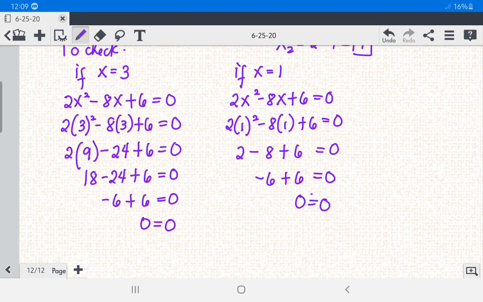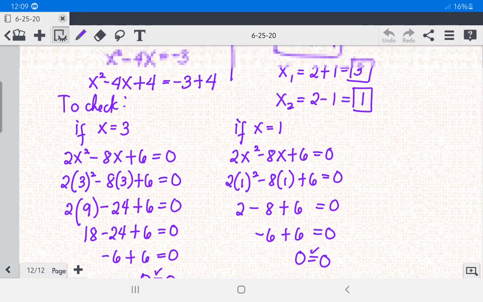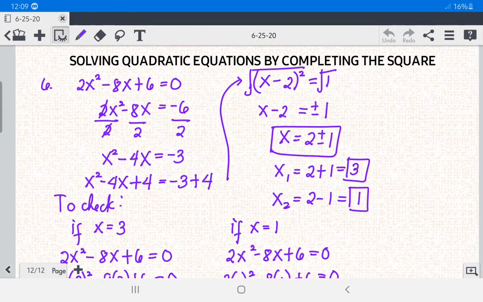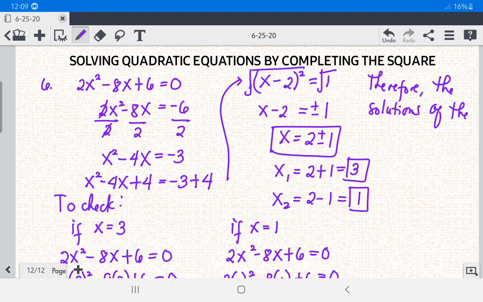Therefore, we can say here that the solutions of the equation 2x squared minus 8x plus 6 equals 0 are 3 and 1.